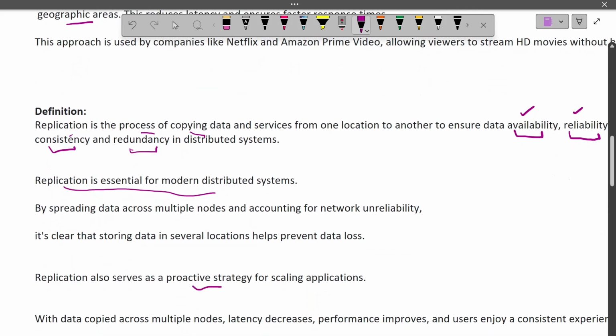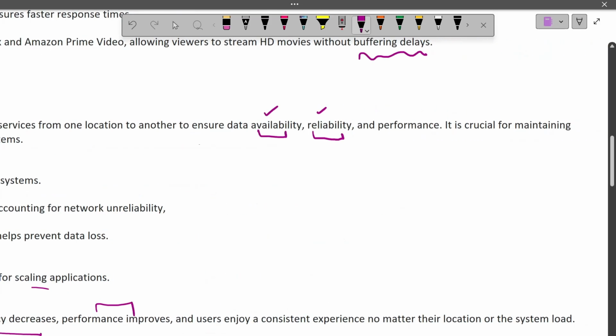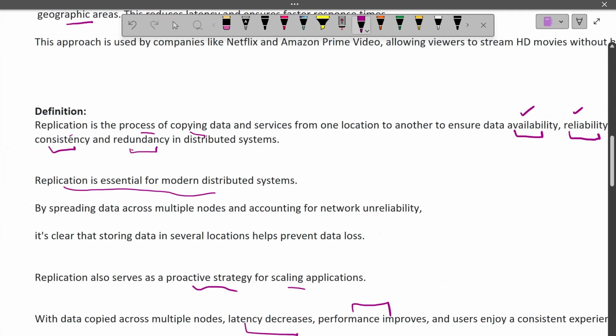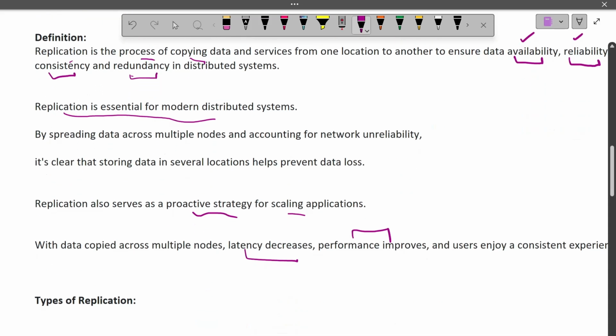It also serves as a proactive strategy for scaling applications, where data is copied across multiple nodes and the latency decreases. Whenever your latency is decreasing, the performance also improves. Because of the performance improvement, the users are not going to get a bad user experience. Rather, they're going to enjoy a consistent experience no matter where the system is and no matter where the users are. Do we not have a consistent experience when we use streaming services like YouTube, Netflix, Amazon Prime, etc.?